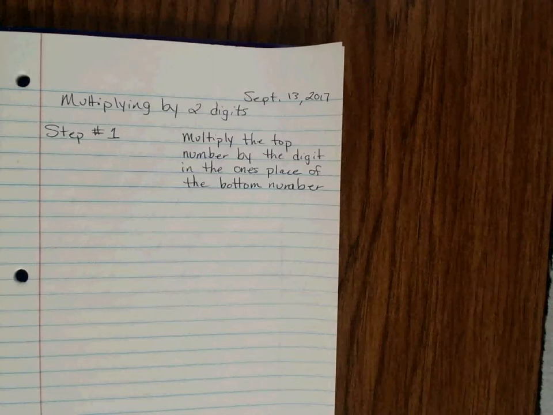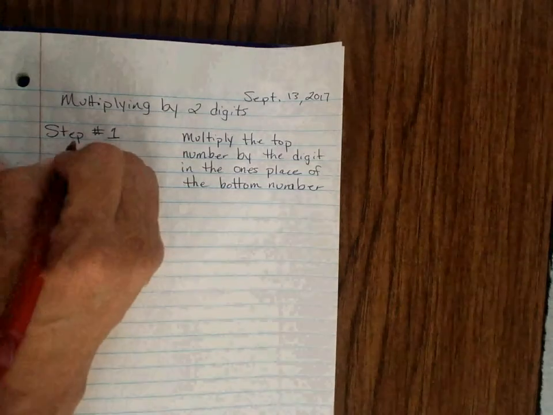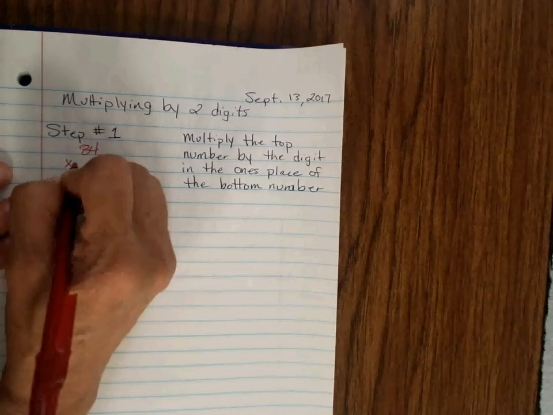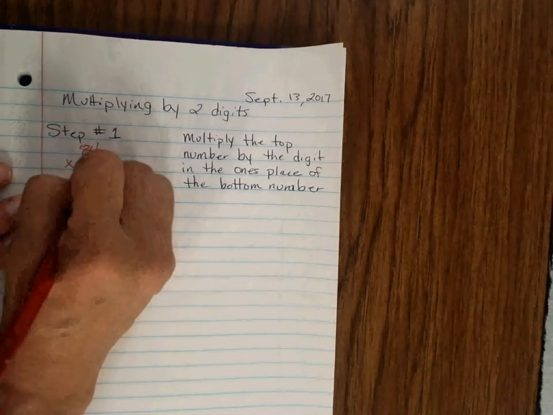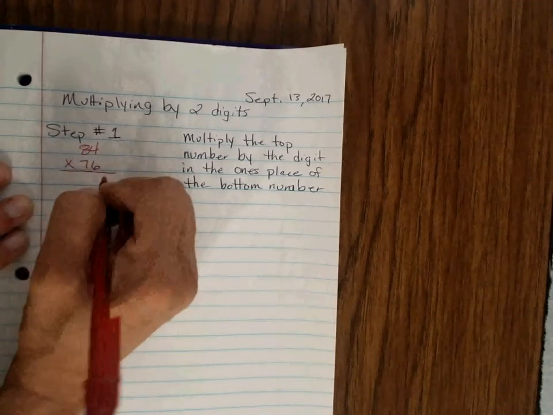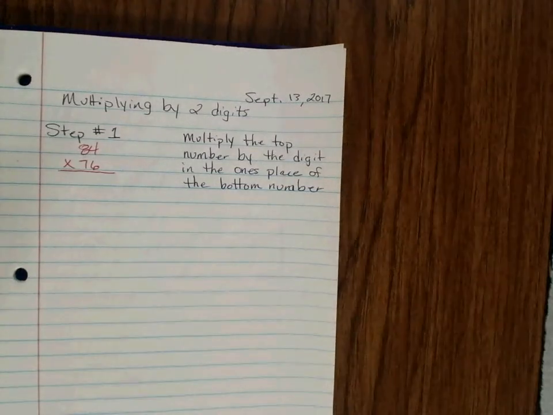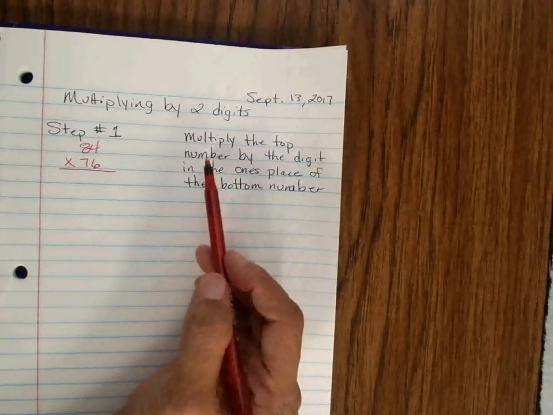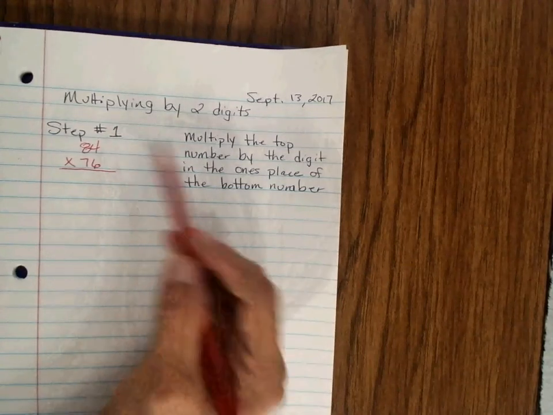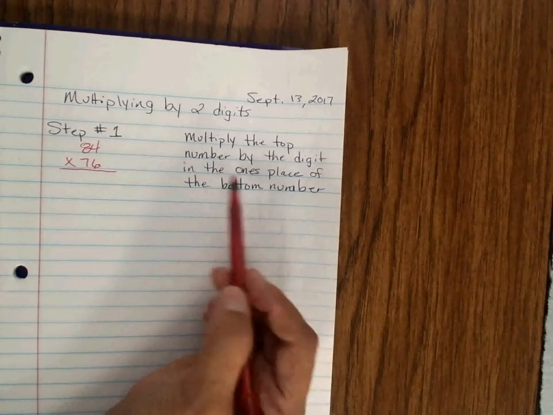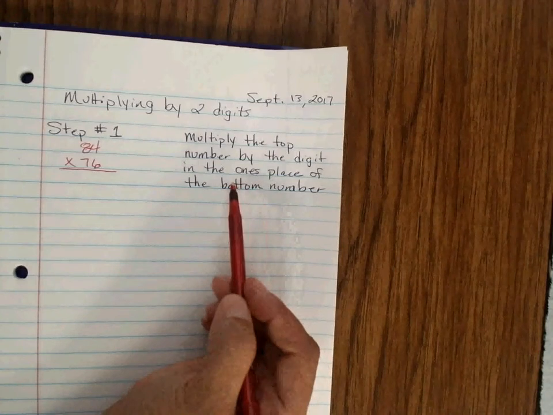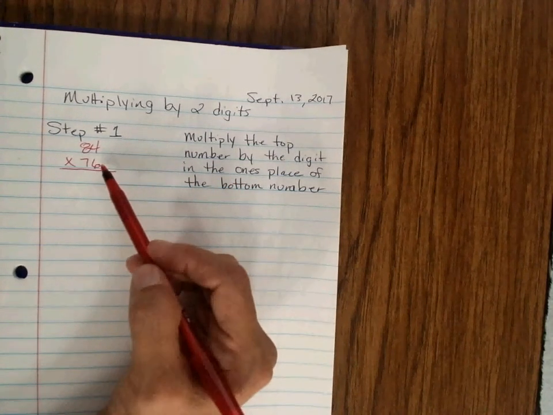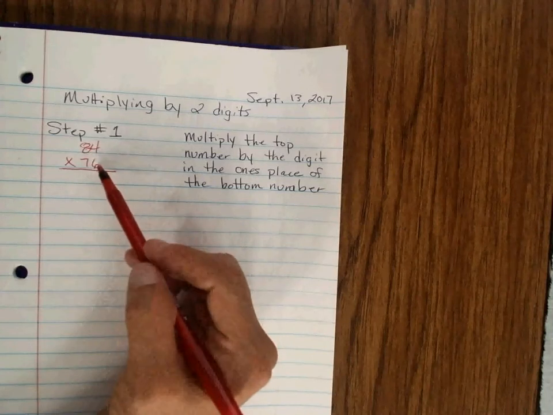Okay, so my example today is going to be 84 times 76. Okay? So my steps say to multiply the top number, which is 84, by the digit in the ones place of the bottom number. Well, the digit in the ones place of the bottom number is the 6. So I'm going to multiply 84 times 6.